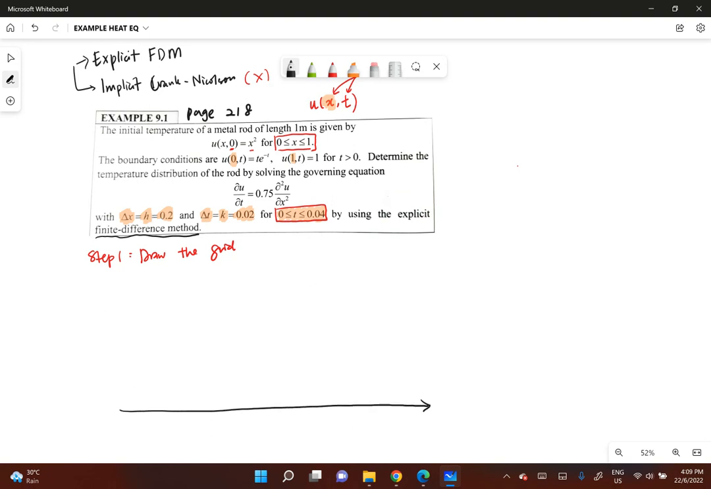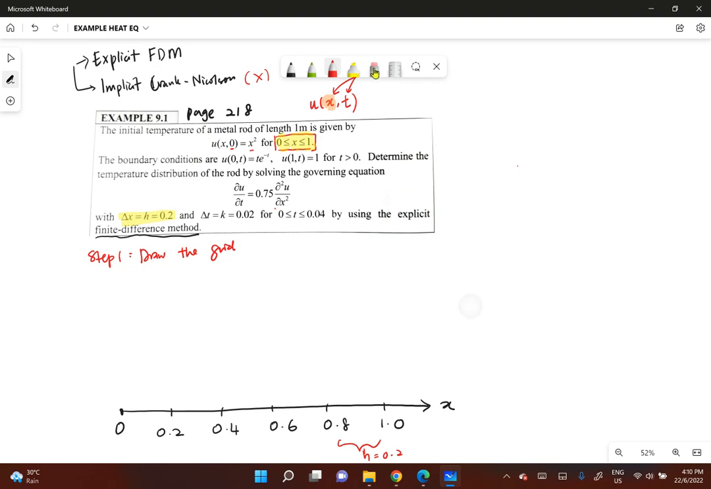So draw, this is x. We start from 0 until 1, where the step size of x is 0.2. So here we add from 0 at the step size 0.2. Here is 0.2, this is 0.4, 0.6, 0.8, and then 1.0. This is x, starting from 0 until 1 with step size 0.2. This means here h is equal to 0.2.